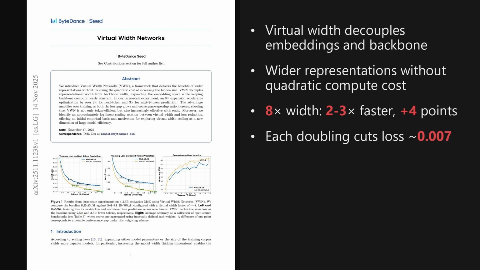Okay, 2 takeaways stand out. Virtual width decouples representation size from backbone compute, so models learn faster with modest overhead, and the gains scale smoothly with each doubling of virtual width trimming loss by about 7 thousandths. The broader implication is a new practical axis for efficient capacity scaling.